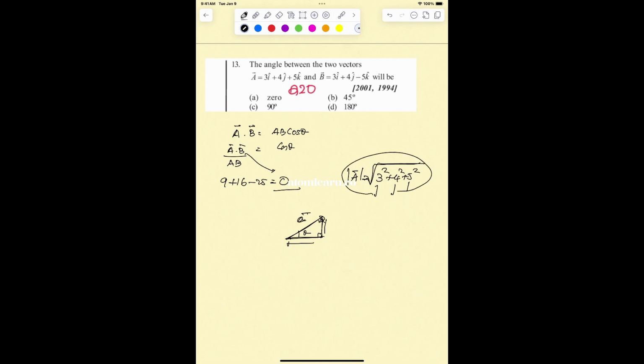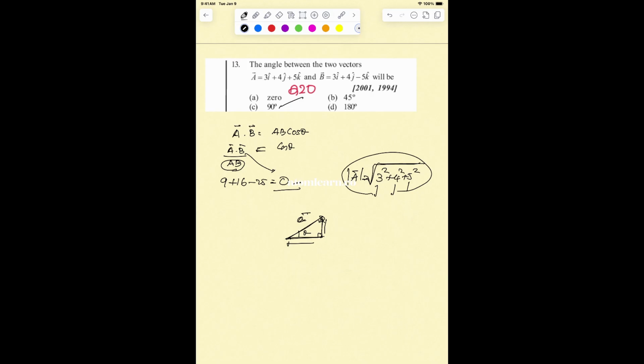Therefore, now this is 0 divided by A and B, which can be whatever it is. Now in this case, it is 3 squared plus 4 squared plus 5 squared for both. Okay, there's no need to calculate in this case because the numerator is anyway going to be 0. Therefore, this means cos theta should be equal to 0. Then what is theta? Theta equal to 90 degrees is the answer.